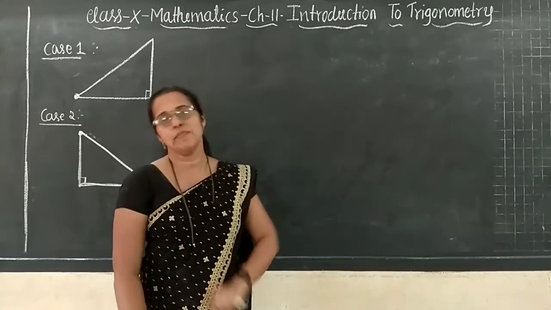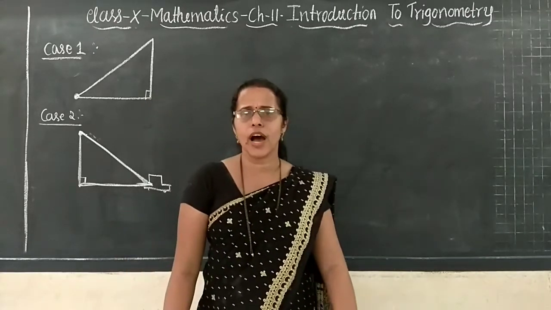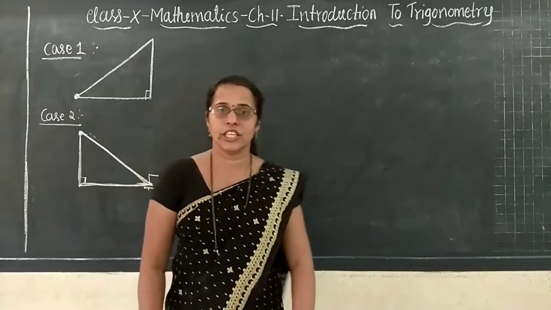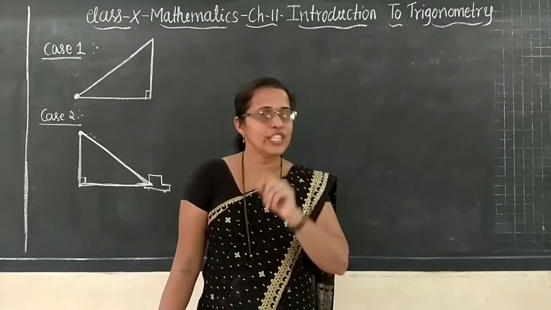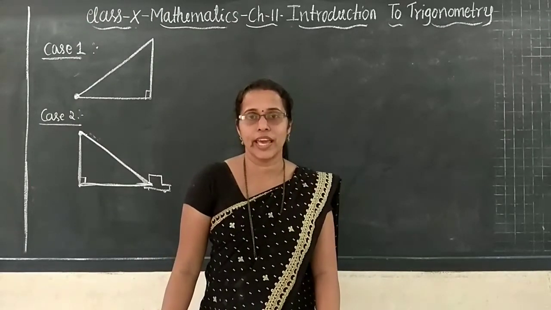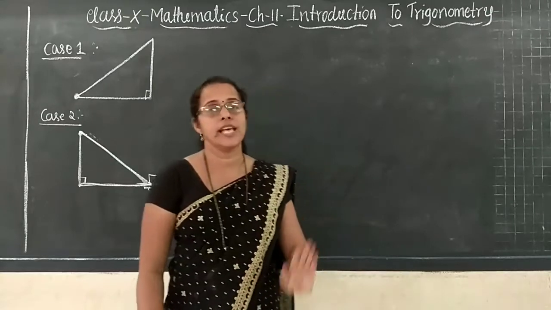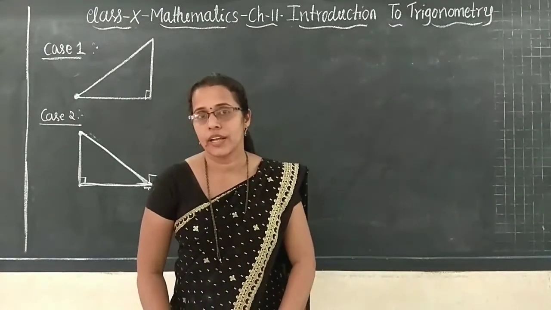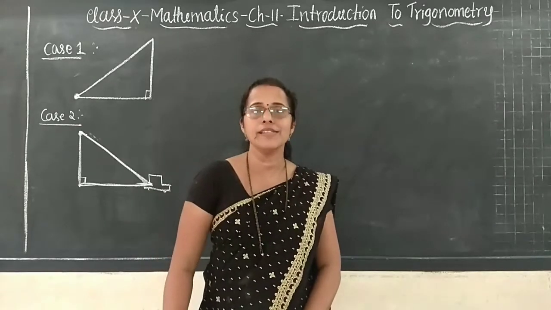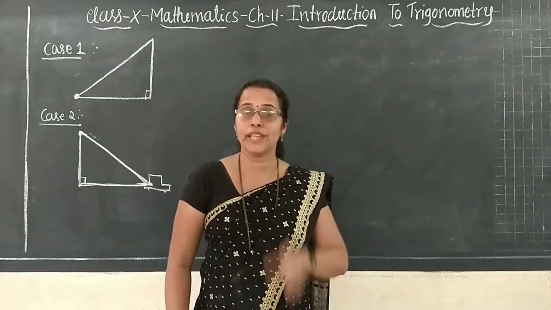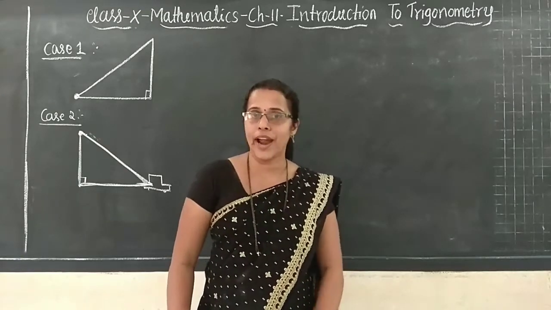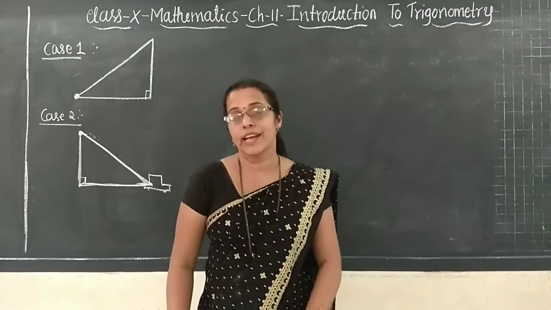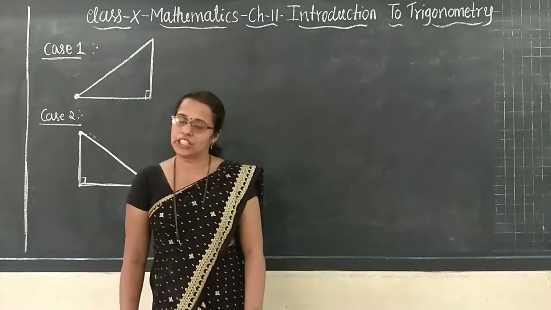So without actual measuring, which type of idea can we bring? That is nothing but we are using trigonometry. Introduction to trigonometry comes there. Is it okay? Height and distances can be found by a branch of mathematics. That branch of mathematics is called trigonometry. So without actual measuring, we can find the height and distance of a particular object. Okay, so that is the use of trigonometry.